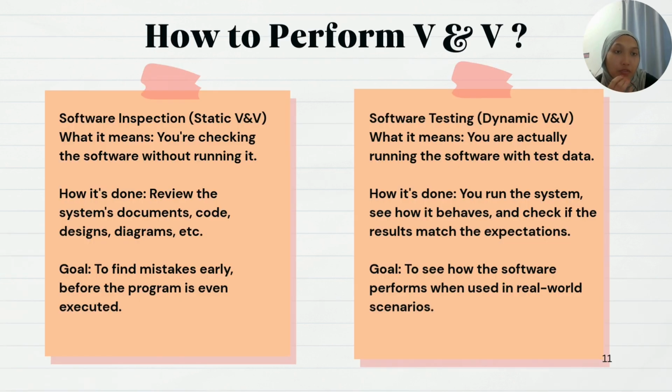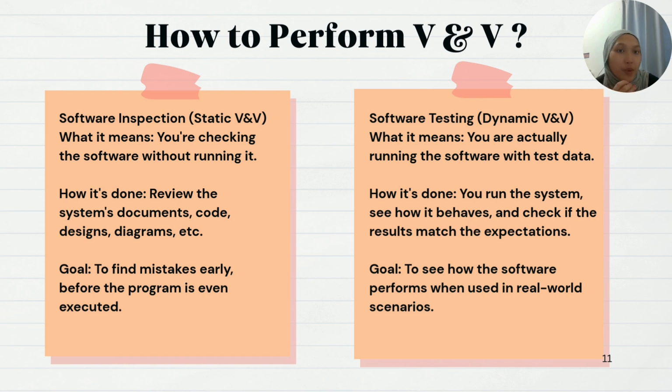Next, how to perform V&V. First, software inspection, which is static V&V. What it means is you're checking the software without running it. How it's done: review the system documents, code, design, diagrams, and so on. What is the goal? To find mistakes early, before the program is even executed.